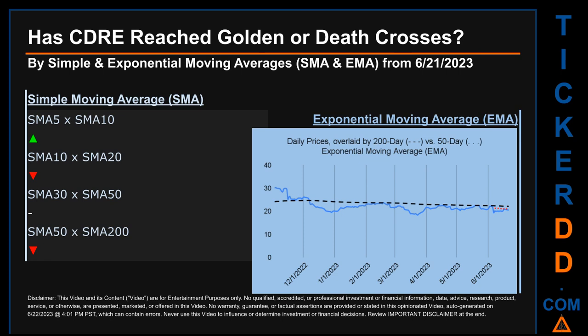Has CDRE price reached golden or death crosses? Golden cross and death cross are basic signals that compare average prices across two specified trade day ranges, a short-term versus a long-term range. For example, 5-day versus 10 trade days. Essentially, a golden cross is a bullish signal. It appears when a ticker's short-term moving average crosses above its long-term average. Vice versa, a death cross is a bearish signal when the short-term crosses below its long-term moving average.